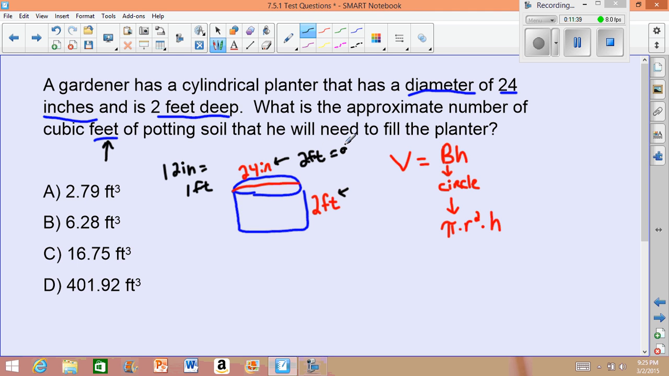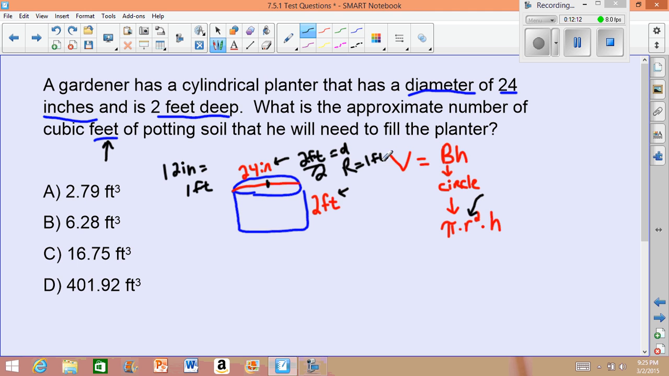But remember, for our formula, we need a radius. So radius is half, just halfway across. So that means we take half of 2 feet, to get our radius of 1. So our radius is 1 foot. So let me do that again. We divide it by 2, and I get our radius equals 1 foot.